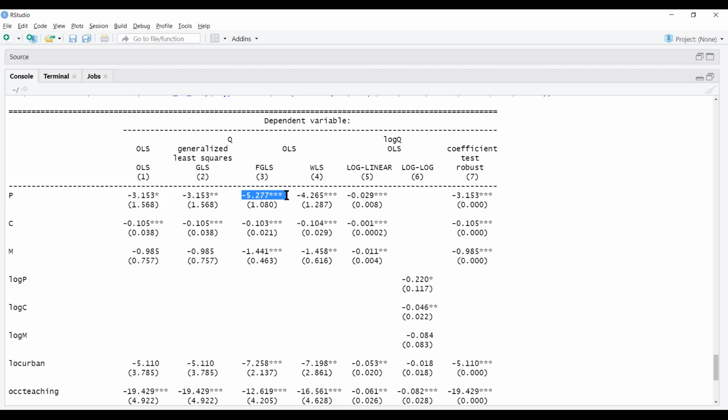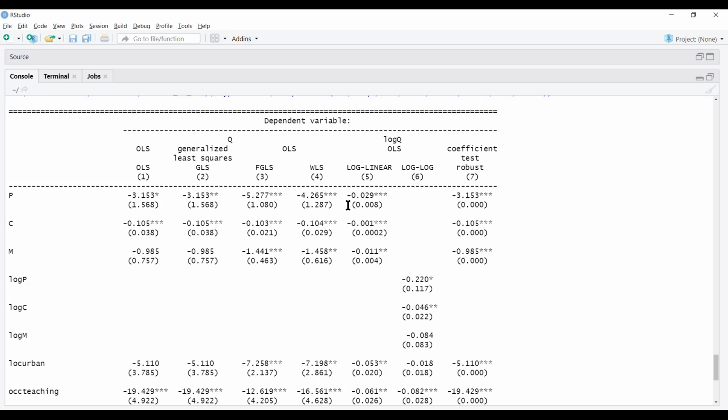That is cool. Now the weighted least square that we did was also very cool, as you can see. It is also significant. And the most interesting thing is that the value of the price coefficient is bigger. There's a negative relationship in all of them, but in the feasible GLS there is a bigger negative relationship. That is interesting. The same as the WLS.